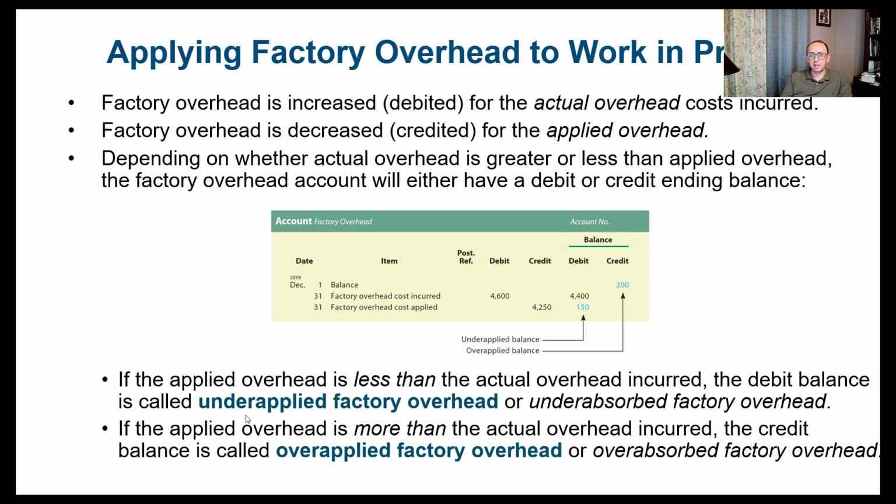So one more time. If the applied overhead is less than the actual overhead incurred, the debit balance is called an under-applied factory overhead or under-absorbed factory overhead. In my own words, I call it an underestimate of the overhead. If the applied overhead is more than the actual overhead incurred, the credit balance is called an over-applied factory overhead or over-absorbed factory overhead. In other words, it's an overestimate.